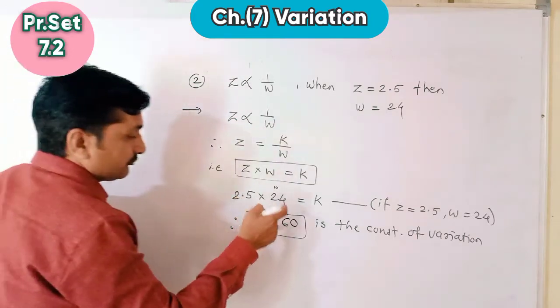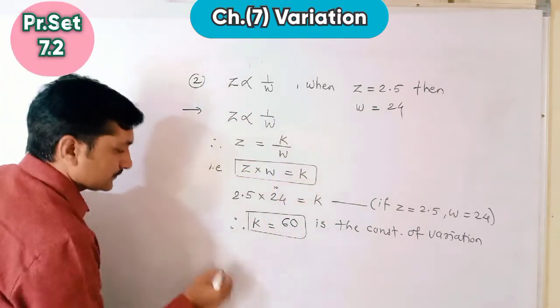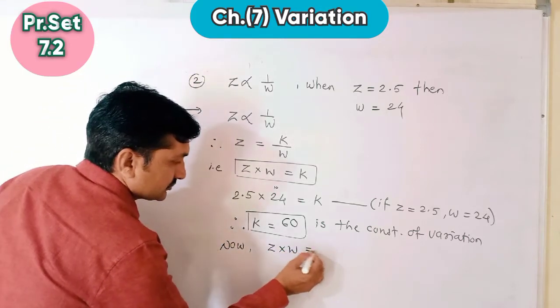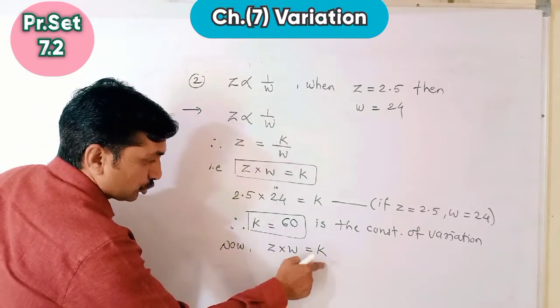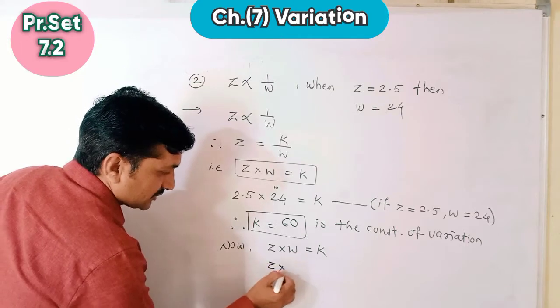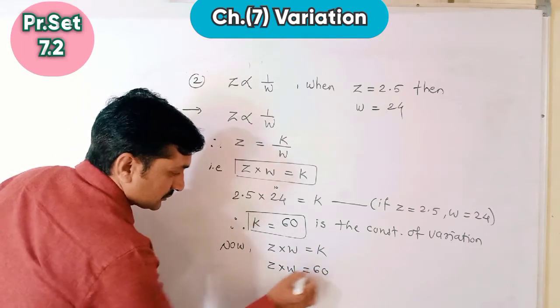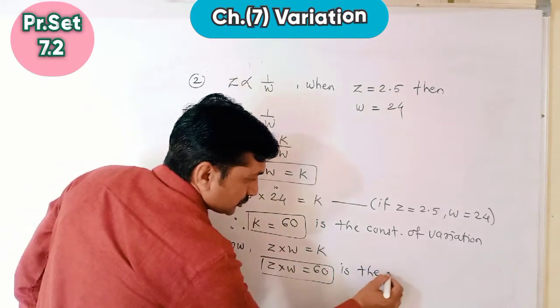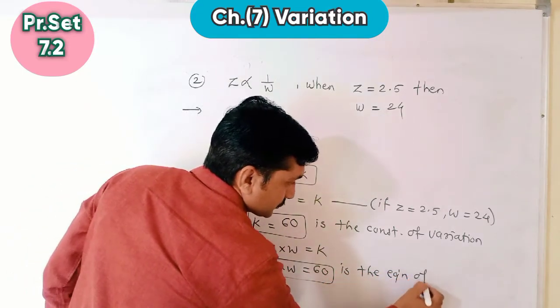Now again if we put this value here, we get the equation. Now Z multiplied by W is equal to k. Put the value of k here. Z multiplied by W is equal to 60 is the equation of variation.